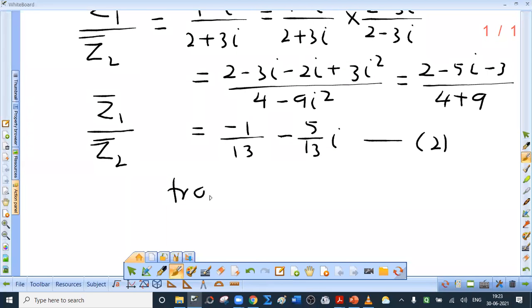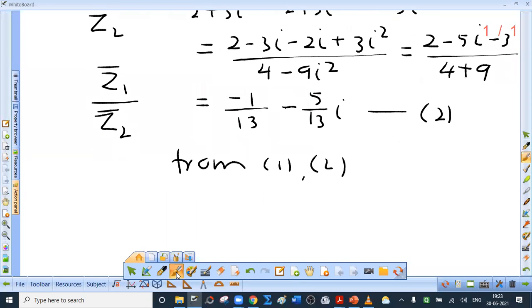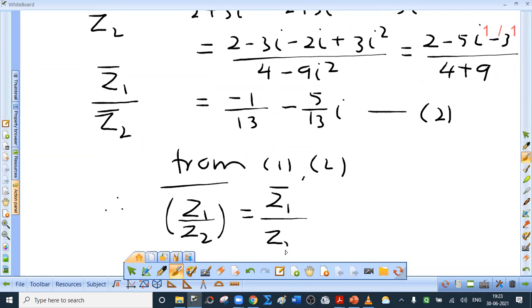From 1 and 2. See, presentation is important because this sum is asked for 3 marks. Jitna dam utna kam. So you have to write it properly. So how will you describe this in words? Conjugate of quotient is conjugate of numerator upon conjugate of denominator.